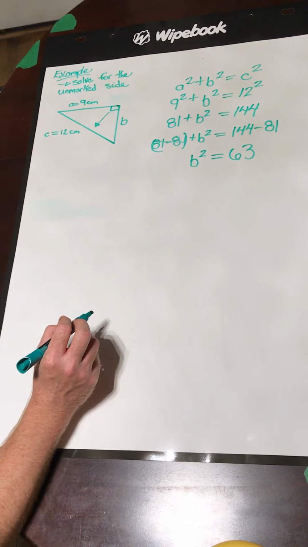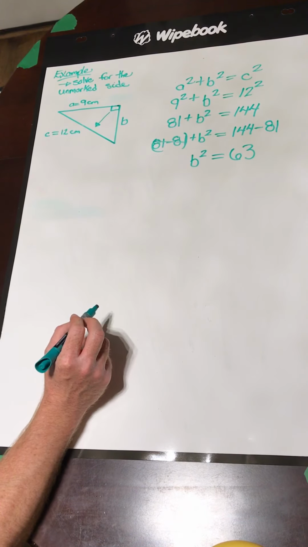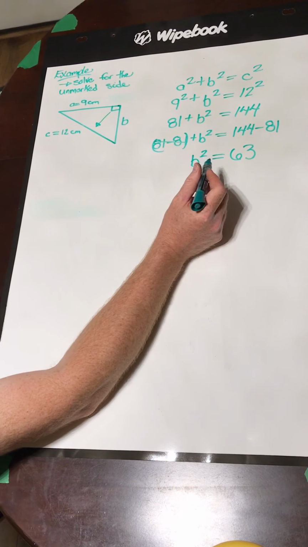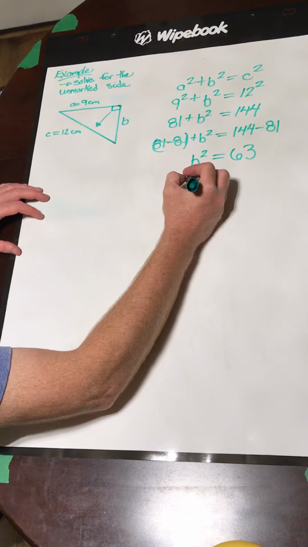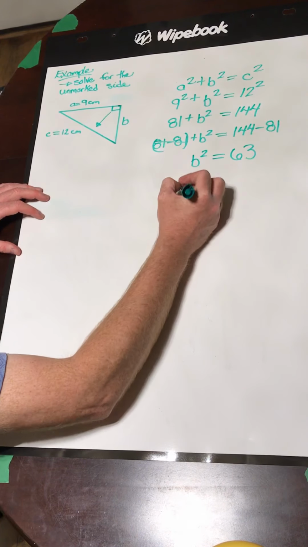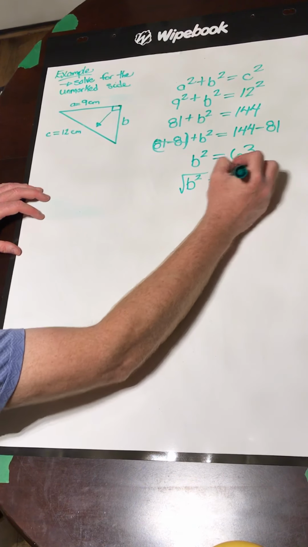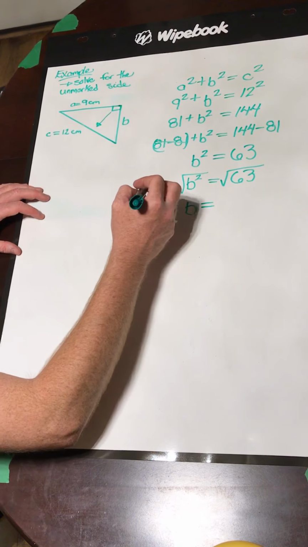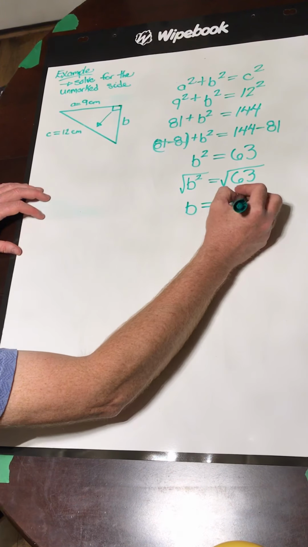Well, I don't want to know that B squared is equal to 63. I want to know what B is equal to. So to solve for B, I need to take the square root of B squared. And whatever I do to one side, I have to do to the other. So that means I have to take the square root of 63. So I take the square root of B squared to unsquare it. And I also take the square root of 63 to keep the equation balanced. So B is equal to approximately 7.9.